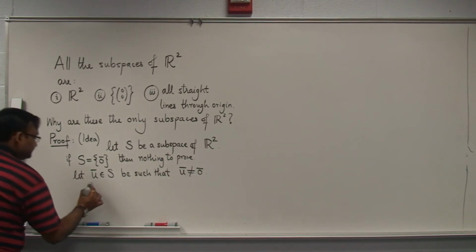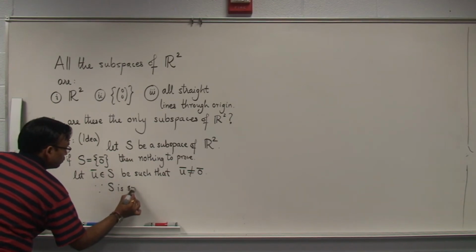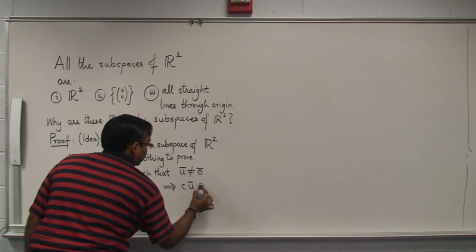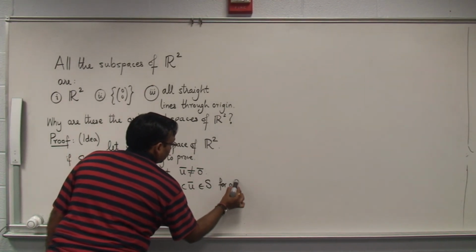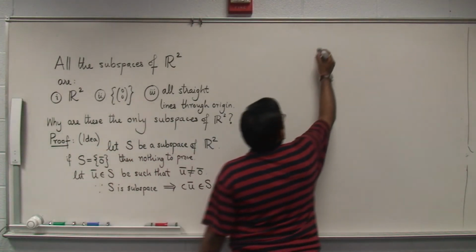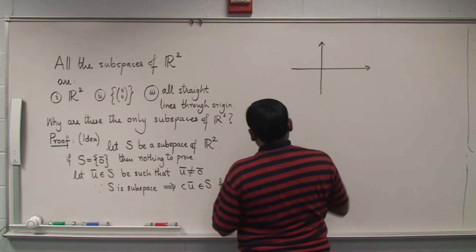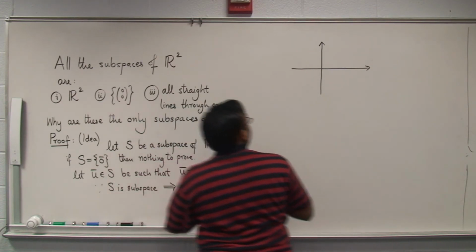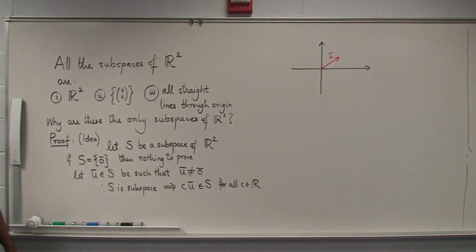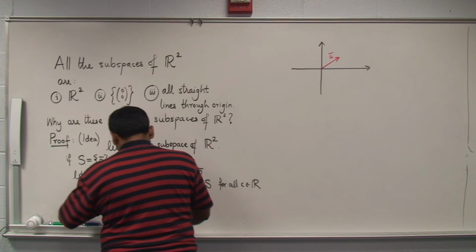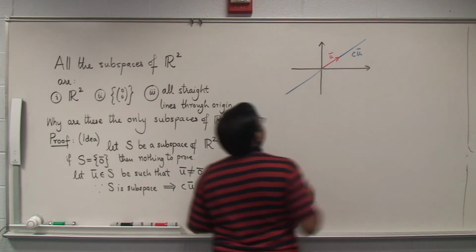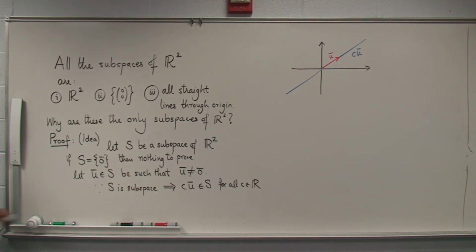Now since S is a subspace, this implies that it must be closed under multiplication. So that means C times U must belong to S for all scalars. What does this mean? From the geometry point of view, if my subspace contains a non-zero vector, let us say that non-zero vector is U, by the closure property it will contain every multiple of U. So it will contain all multiples of U. So that means it contains a straight line that passes through the origin.